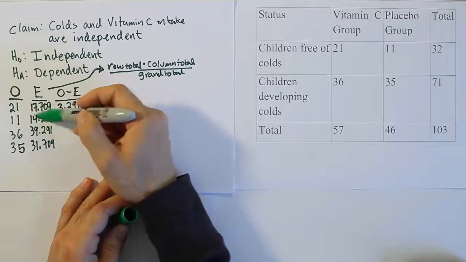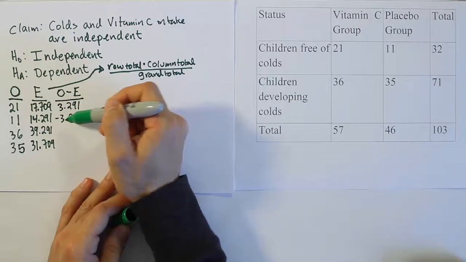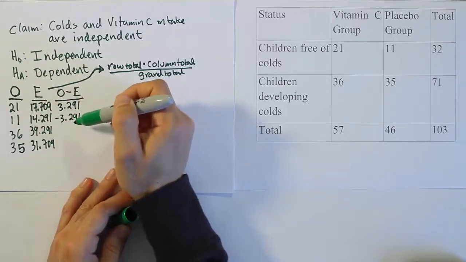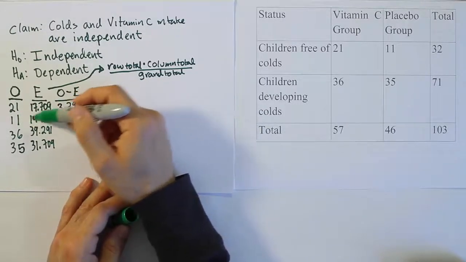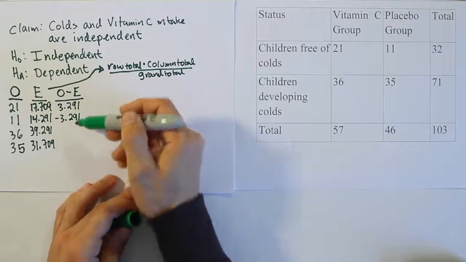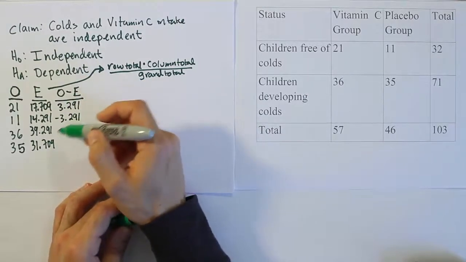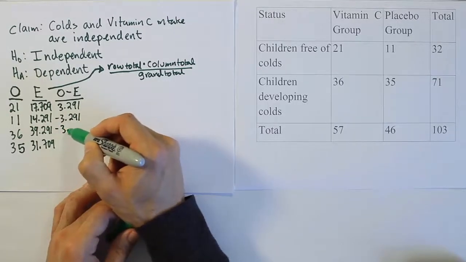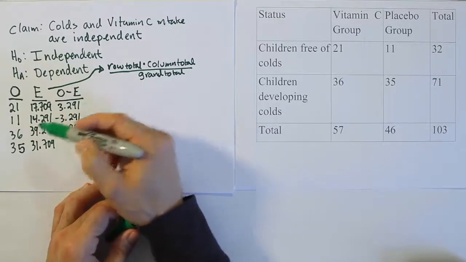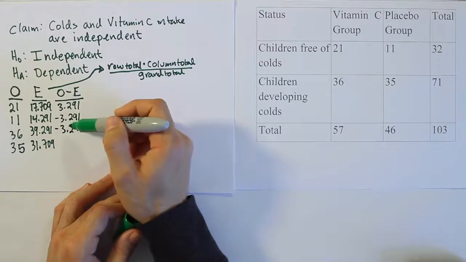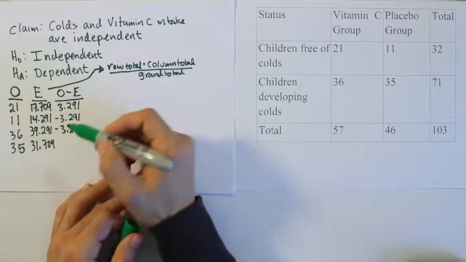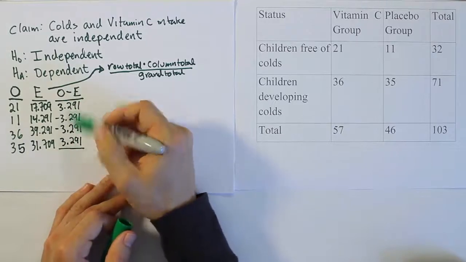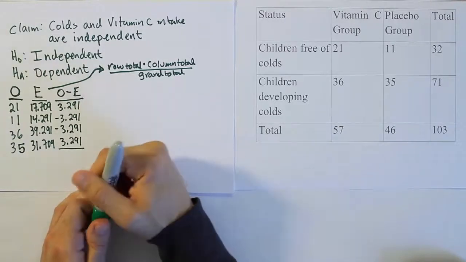Why is it negative? The 14 is bigger than the 11, so it'll be negative 3.291. Sure enough, if you add that to 11, you get 14.291. So you see that it is the correct difference. And then from there, we'll do 36 minus 39. That'll give you minus 3.291. Again, the 39 is bigger than 36, so it becomes negative. And then 35 minus 31, you get positive 3.291. And of course, you notice the sum here is 0, which is what is supposed to happen as well.